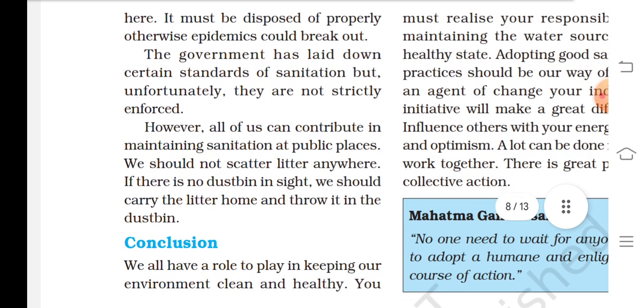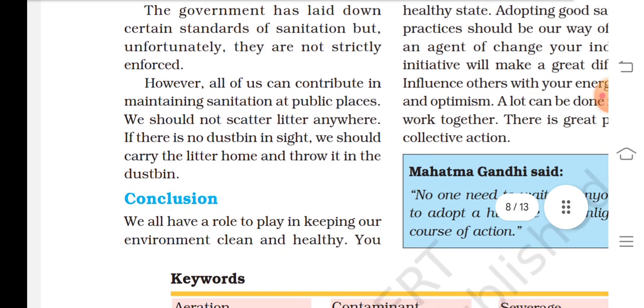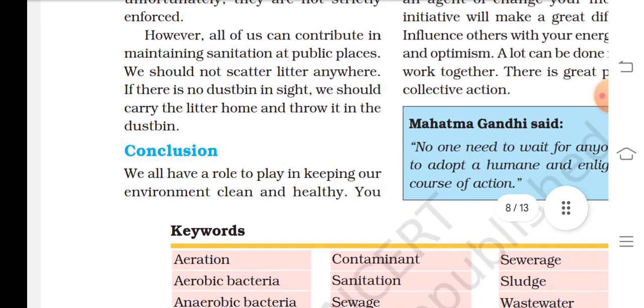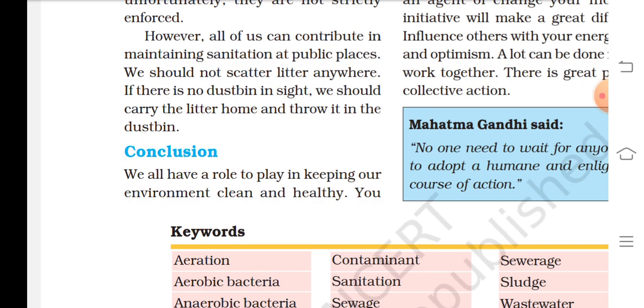The government has laid down certain standards of sanitation, but unfortunately they are not strictly enforced. However, all of us can contribute to maintaining sanitation in public places. We should not scatter litter anywhere. If there is no dustbin nearby, we should carry the litter home and throw it in the dustbin.